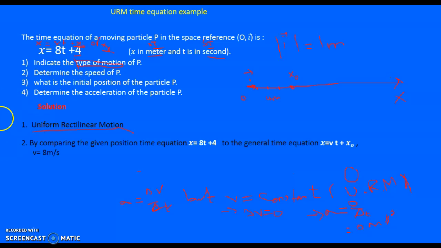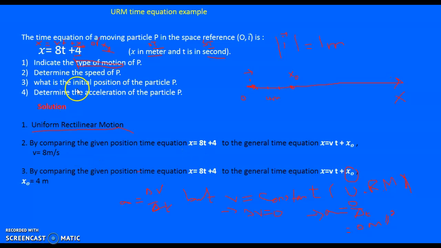Now determine the speed of p by comparing the given position time equation x equals at plus 4 to the general time equation x equals vt plus x0. 8 is the coefficient of t, when we have v the coefficient of t. So v equals 8 meters per second. What is the initial position of the particle p, again by doing comparison? So the y-intercept plus 4 is the initial position, equal to 4 meters. Don't forget to write the units because you are given that x is in meters and time is in seconds. So these are the SI units.